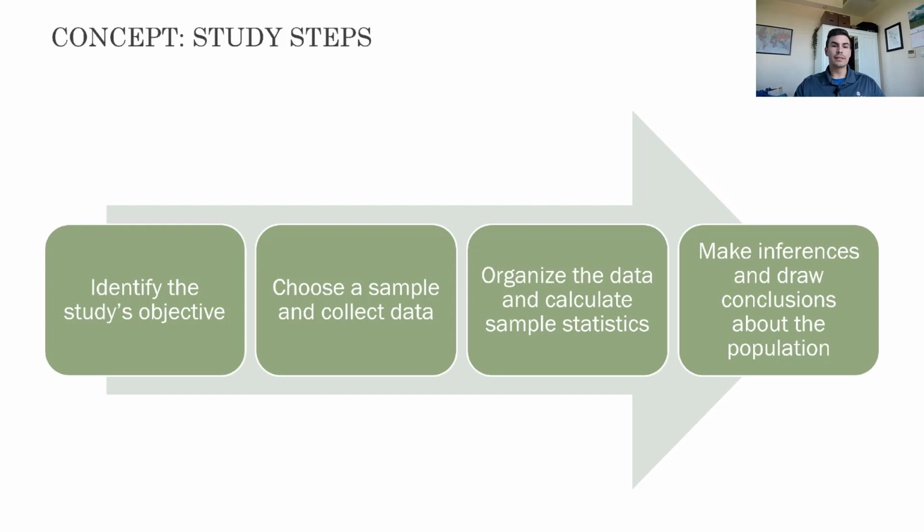And then we can organize the data and calculate some sample statistics. And then from those statistical values, we can make inferences about the entire population. So again, if I have a group of 200 people and I survey 50 of them, I'm going to make an inference or draw a conclusion based off of just those 50 people's responses. I'm going to make that conclusion about the entire population. Okay, so that's our last step for a study.